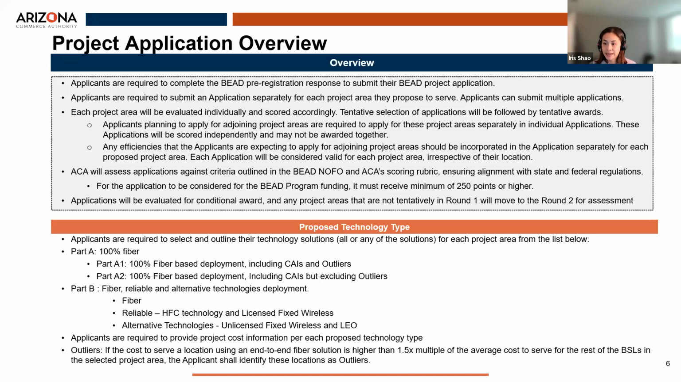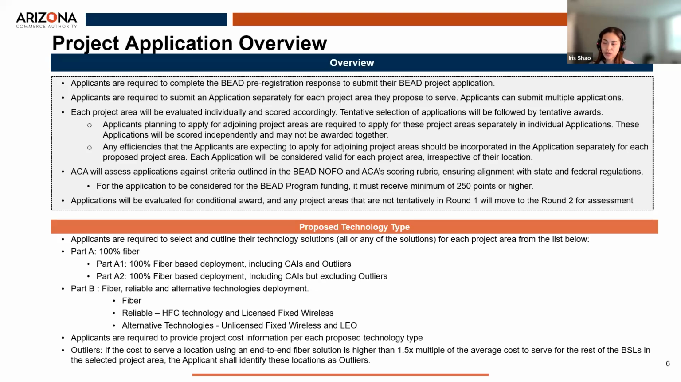At the end of round 1, we will do our review and assessment and we'll make tentative awards. So that brings us to proposed technology type. For each project area, you will see 2 options. Part A is 100% fiber. Part B is fiber, reliable, and alternative technologies.